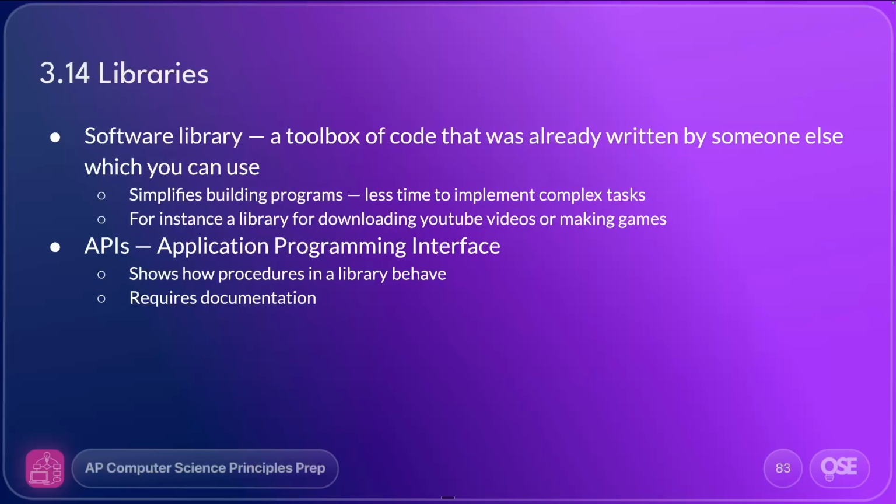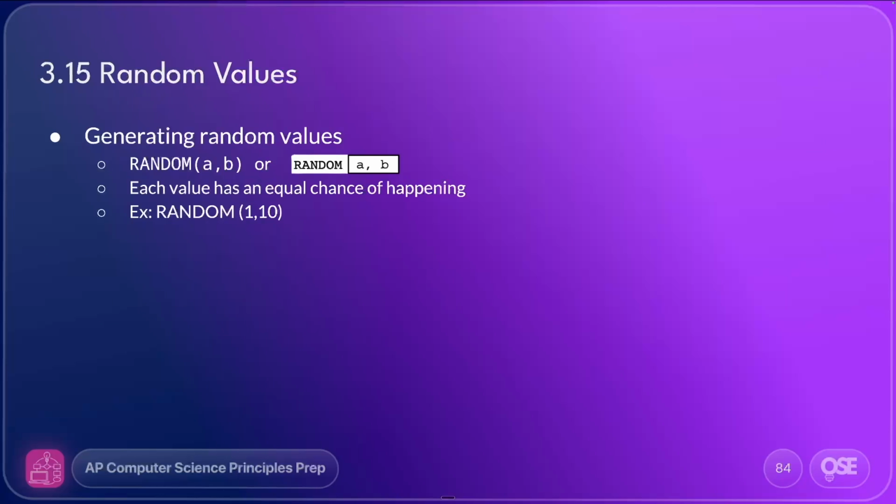APIs are application program interfaces, and they show you how procedures in the library behave. For example, you have to call this, you have to do this. And for this reason, it requires documentation. 3.15 Random values. Generating random values can be done through this syntax or through the block syntax. And each value has an equal chance of happening. For example, generating a value between 1 and 10.